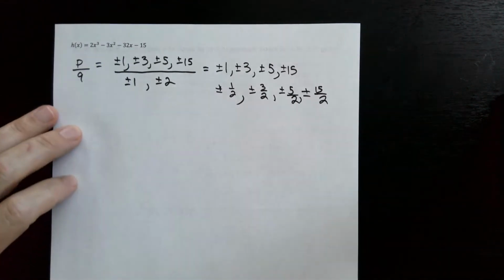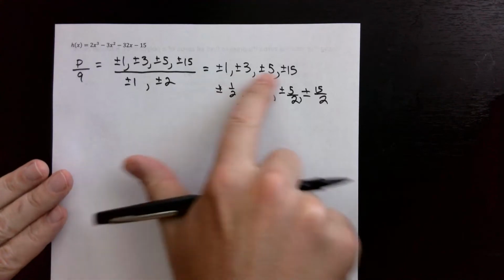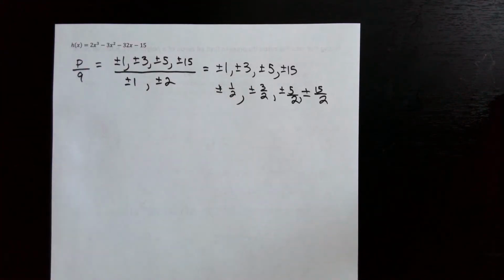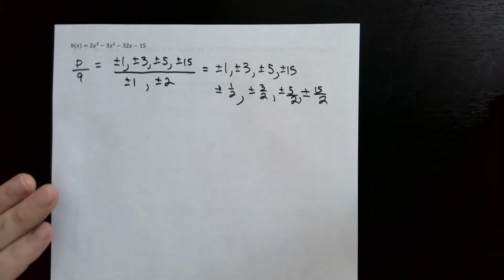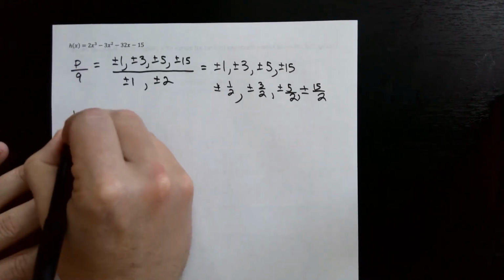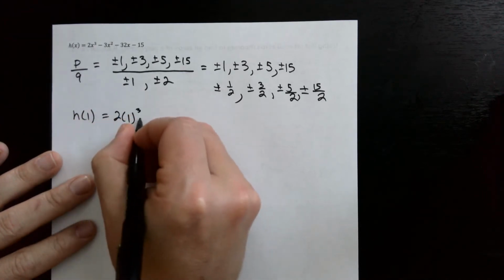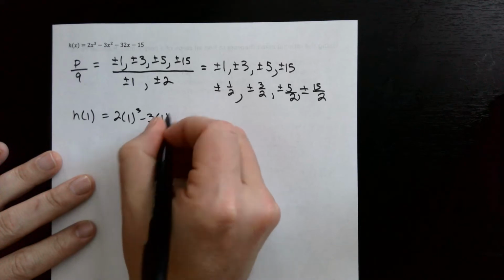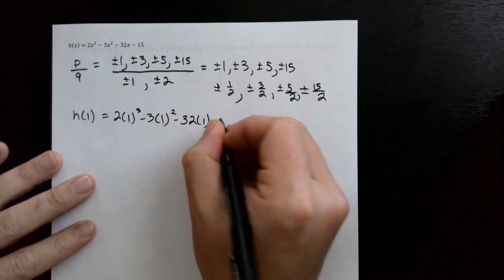Okay, so we're going to try to figure out by trying some of these, and I usually try the whole numbers first because that's a lot easier to divide, but we're going to plug them in and see if we get zeros and answer. So let's just start with 1 again. So we plug in a 1, h of 1 is equal to 2 times 1 cubed minus 3 times 1 squared minus 32 times 1 minus 15.